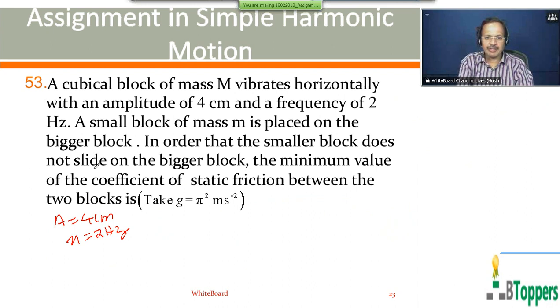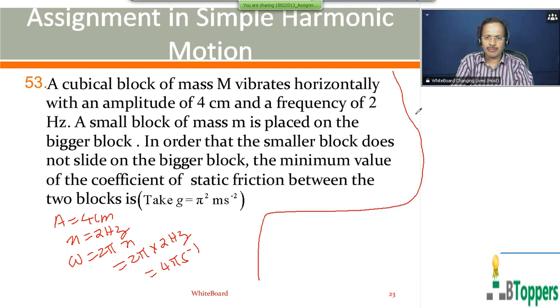A small block of mass small m is placed on the bigger block. So that the small block does not slide on the bigger block, find the minimum value of the coefficient of friction. A similar question I have discussed in the past. The angular frequency omega you can write as 2 pi times frequency, that is 2 pi into 2 hertz. Omega you can write as 4 pi per second. In this case, the force of friction acting on the small block by the bigger block provides the restoring force.